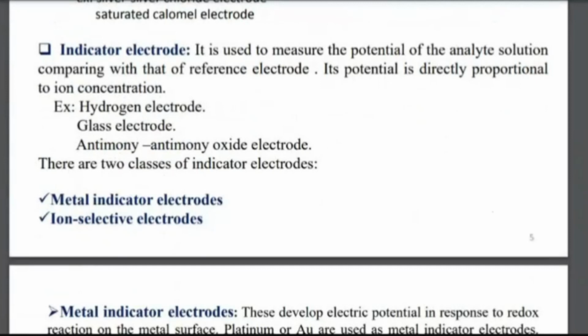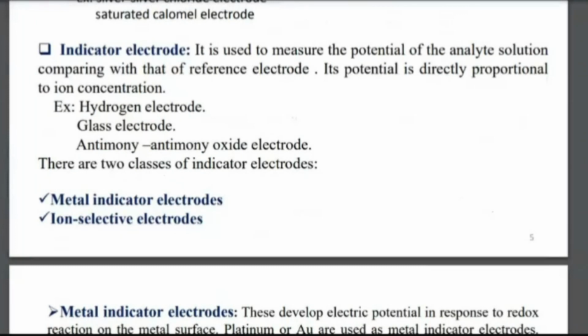It is used to measure the potential of the analyte solution by comparing with that of the reference electrode. Its potential is directly proportional to ion concentration. If ion concentration changes, the potential at the indicator electrode will also change. Examples are hydrogen electrode, glass electrode, antimony oxide electrode. You must be very much familiar with the glass electrode. All those pH meter experiments you performed, those were glass electrodes.